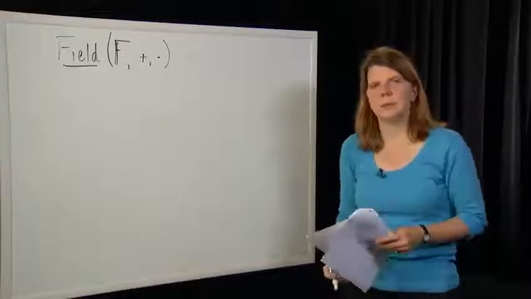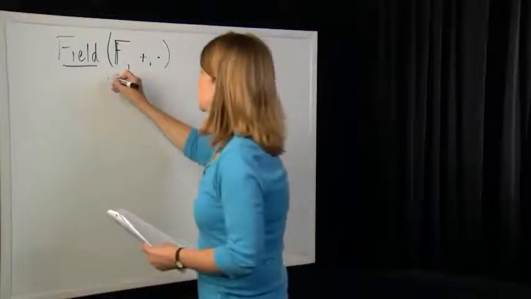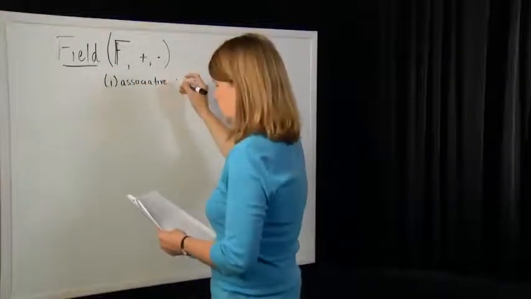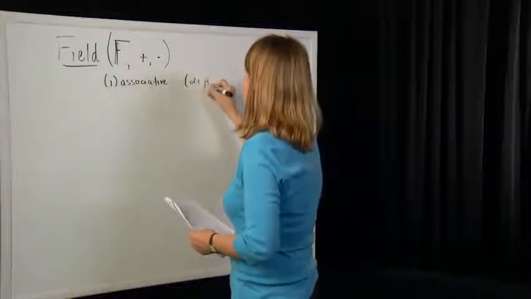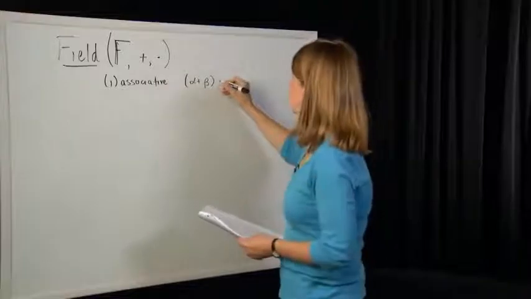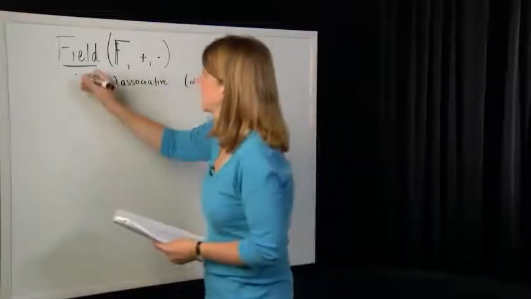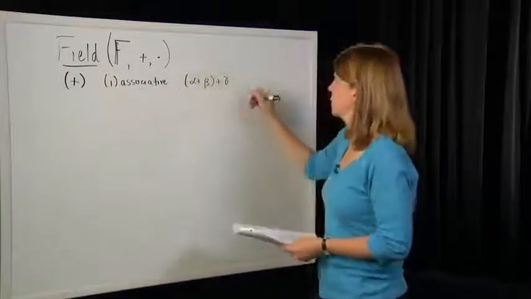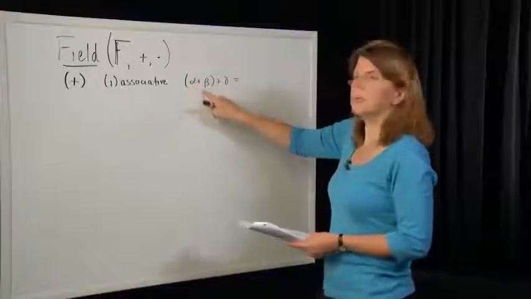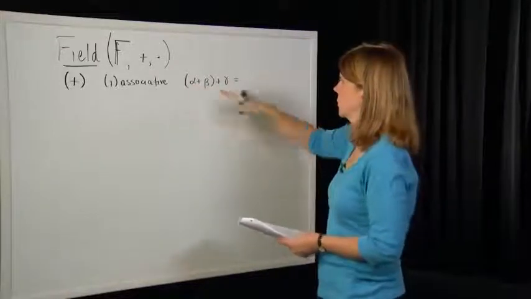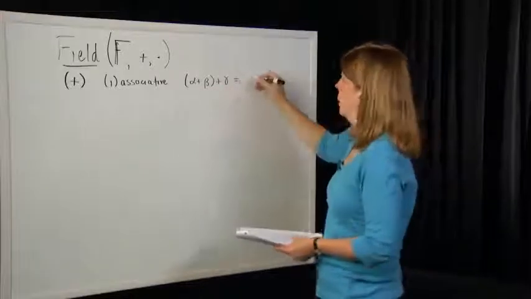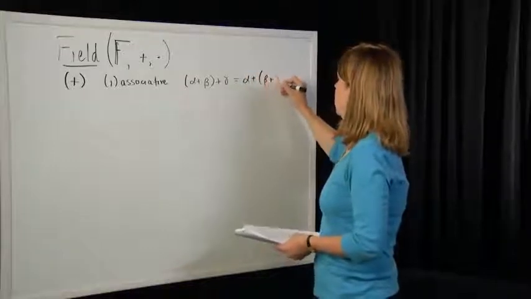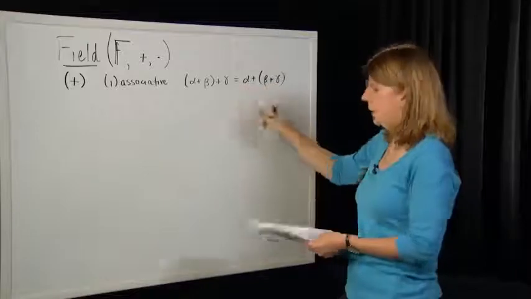So the field is defined in terms of these rules. The associative property. So the field is associative, which means that if you take any elements, alpha, beta, and gamma in the field, and you apply, actually we're talking first about this addition operator. So in the field, the addition operator is associative, which means the following. You can add alpha and beta together, and then add gamma, and that's the same as adding alpha to the sum of beta and gamma. So you can do this operation first, and then add alpha.